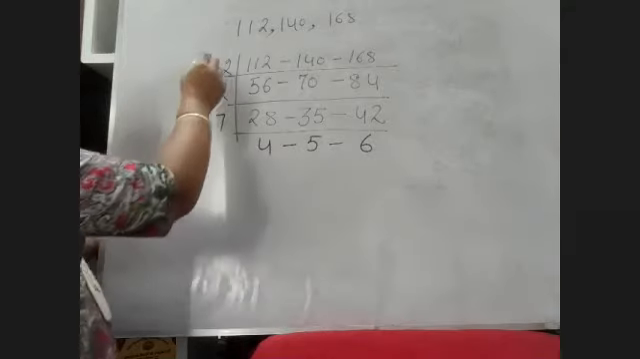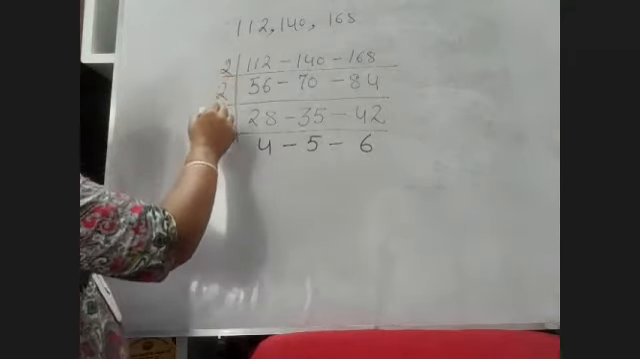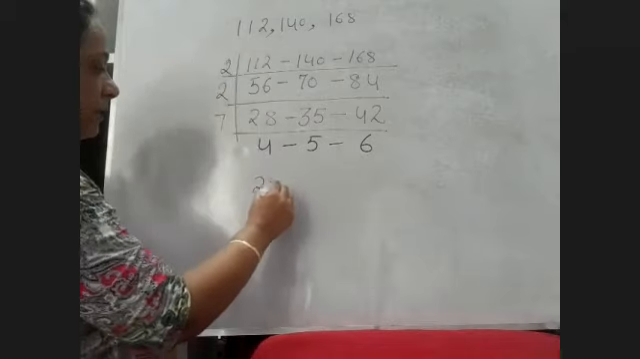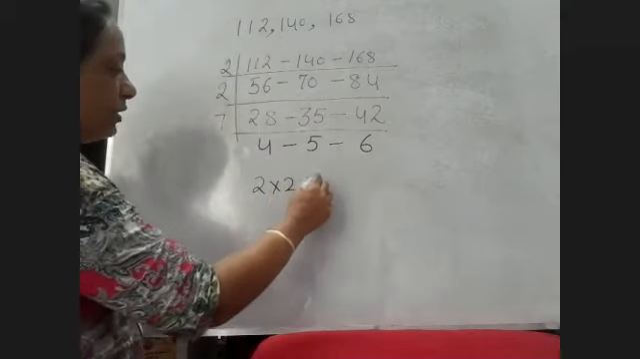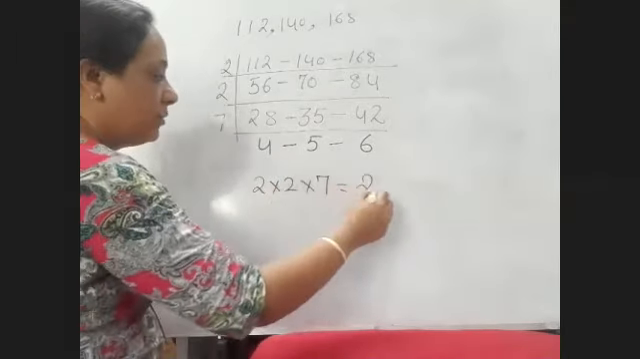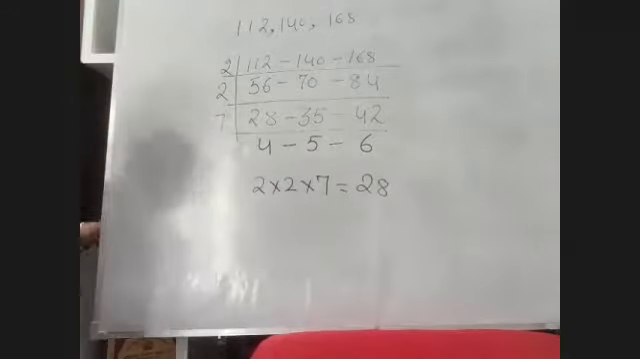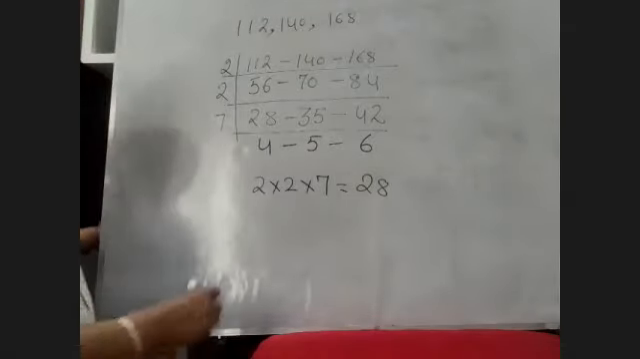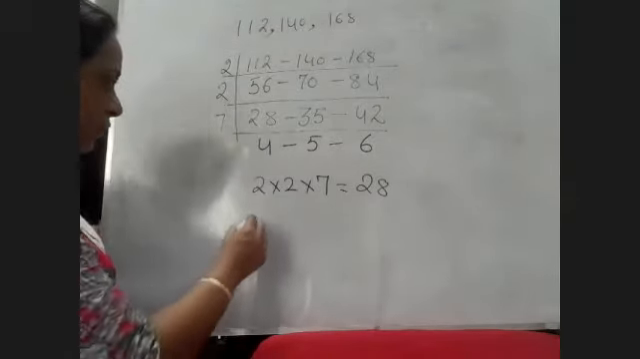our HCF is 2 into 2 into 7. HCF is 2 into 2 into 7. 2, 2 are 4 and 4, 7 are 28. So here our HCF is 28.